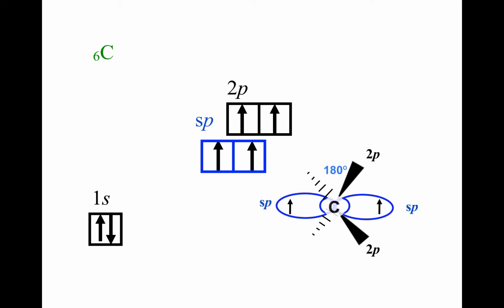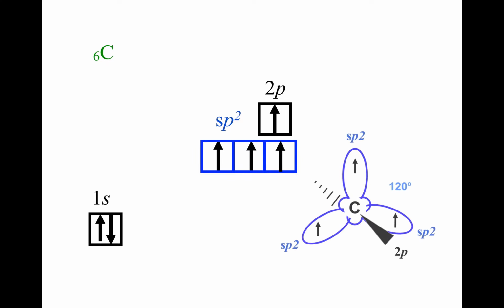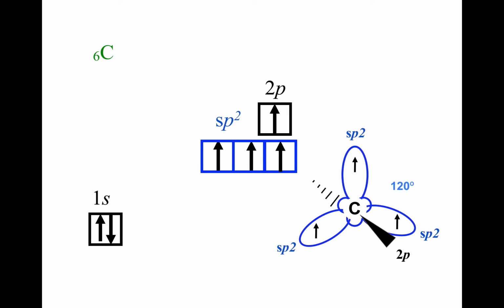If I'm doing sp2 hybridization, I'm mixing 2 of the p's with the s, and I get 3 equivalent hybrids, right, that are 1 part s and 2 parts p. All right, so with this, you end up with 3 sp2 hybrids, and they align themselves 120 degrees to each other with the unhybridized p sticking up out of the plane. So this is sp2 hybridization.